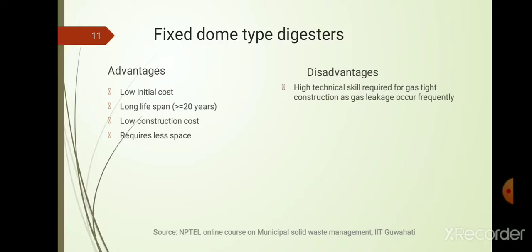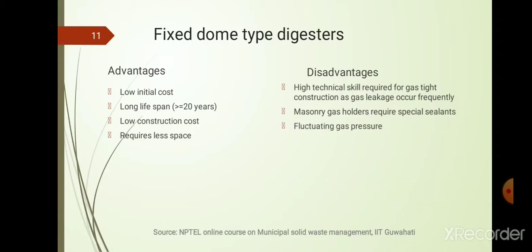But the main problem or disadvantage is that we require highly skilled construction for a gas tight structure. It is made mostly of brick or mortar, cement, etc. So it should be a highly gas tight construction, otherwise there will always be a problem of gas leakage. And these gas holders also require special sealants. So these are a few disadvantages of fixed dome type digesters.